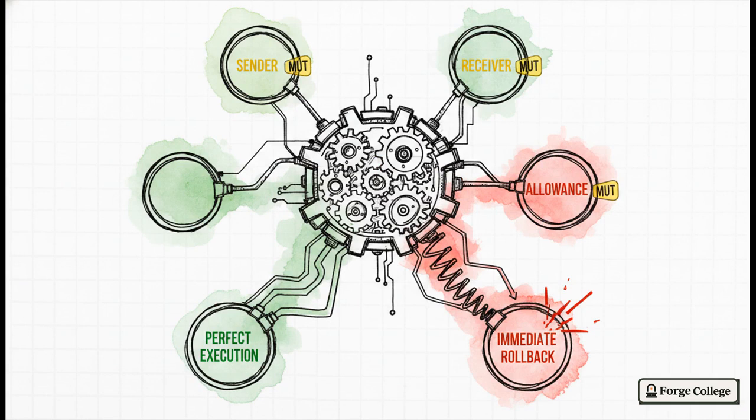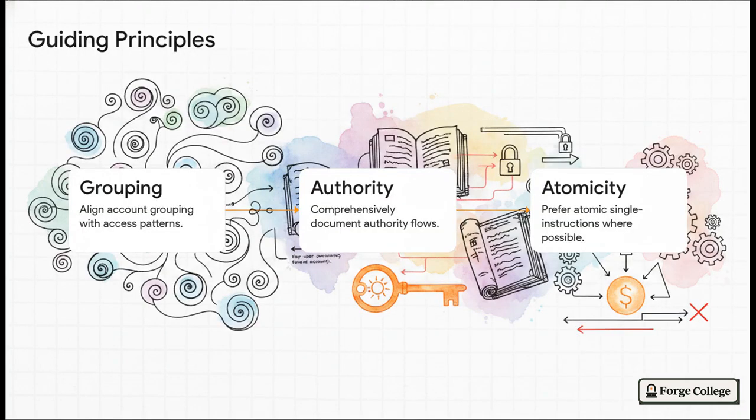To guarantee that atomic swoop, your instruction context must be perfectly defined. Look at the mut keywords sketched out here for the sender, receiver, fee pool, and allowance accounts. By explicitly requiring all these accounts as mutable, right alongside the external spender signer, you are forcing the Solana runtime into a strict binary outcome. Either it executes the entire multi-account atomic flow perfectly, or it immediately rolls the whole thing back. No half measures.